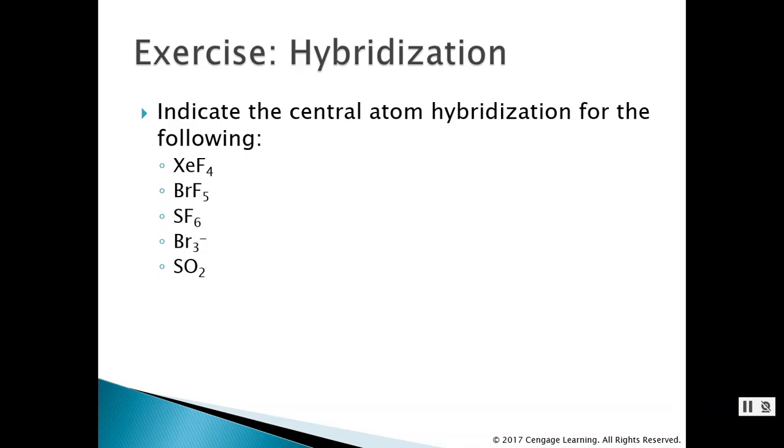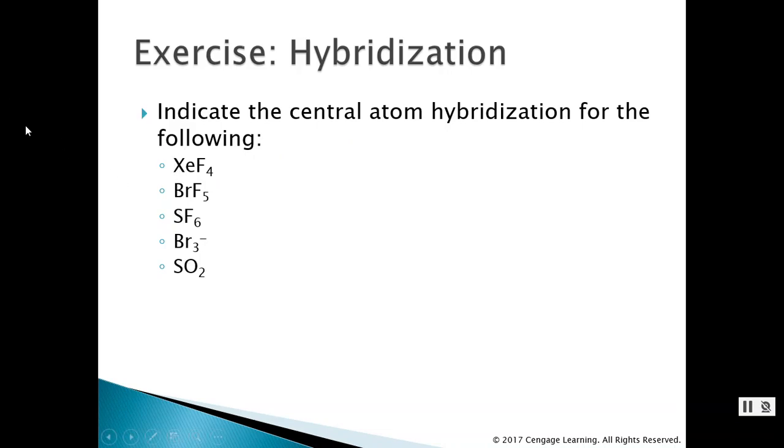So let's do a few practice exam problems to practice our skills of not only Lewis dot structures, but being able to determine what the hybridization is of the central atom in these molecules. Specifically, what hybrid orbitals are used by the central atom to determine something about the molecule's geometry. So we've got 5 examples here.